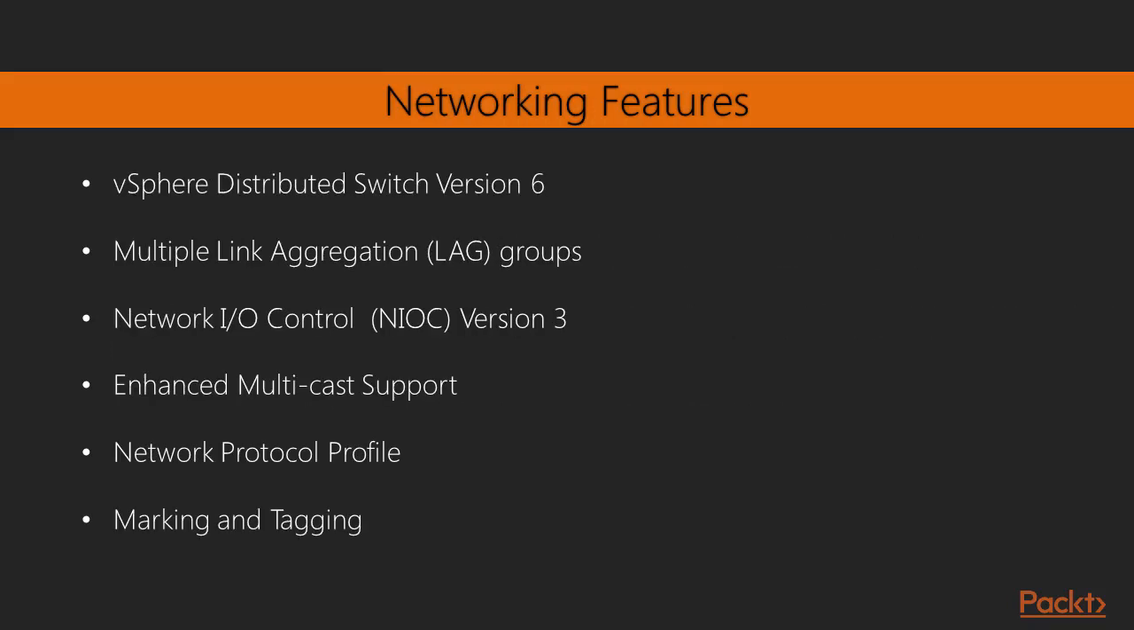Networking features, of course, the vSphere distributed switch version 6 came out. With vSphere 6, multiple link aggregation groups are now possible, and a new version of network I/O control, version 3. We're going to do this in the lab later on as well. Some details about enhanced multicast support, because the earlier virtual switch was not very smart about it.